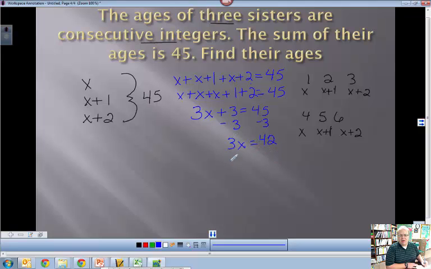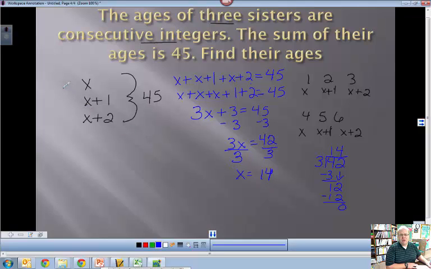Now I want to get rid of my coefficient here, so in order to do that, I'm going to divide. So I'm going to divide by 3. So I'm going to come over here, 42 divided by 3. 3 goes into 4 once. 1 times 3 is 3. 4 minus 3 is 1. Bring down my 2. 3 goes into 12 4 times. 4 times 3 is 12. I subtract that out, I get 0. So here x equals 14.